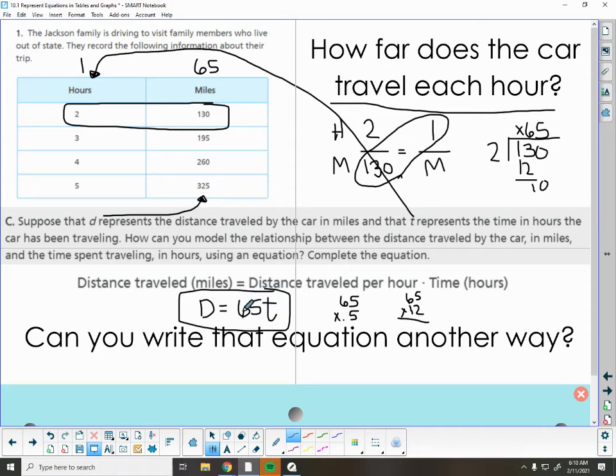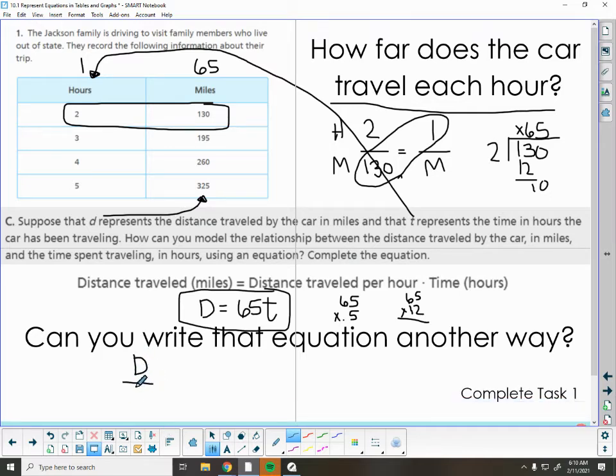So I can see here we're multiplying. The opposite of multiply is divide. And remember, this is our total. So when we're dividing, we've got to start with our total. And I could divide that by 65. So my total distance divided by 65 each hour will tell me how many hours, the time it would take.